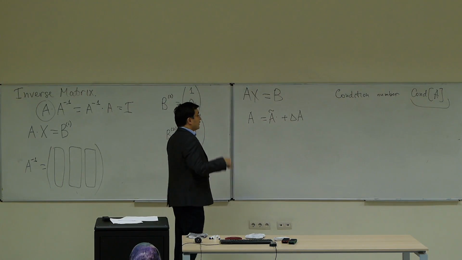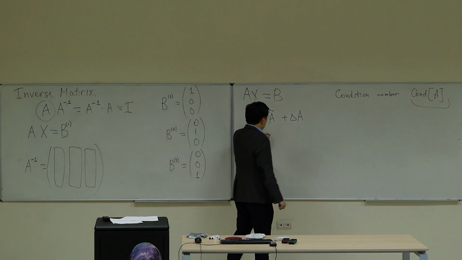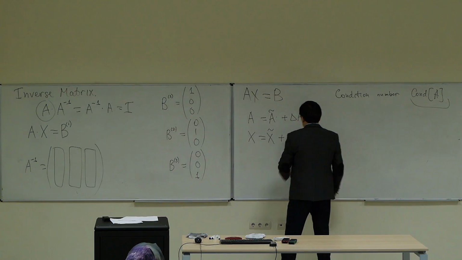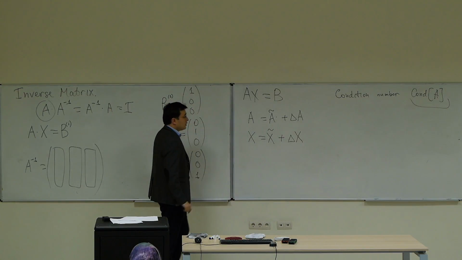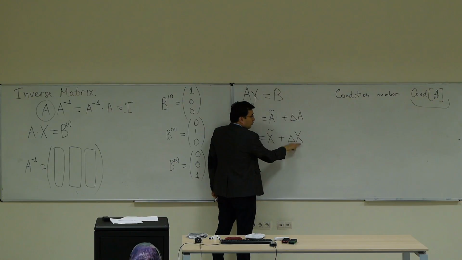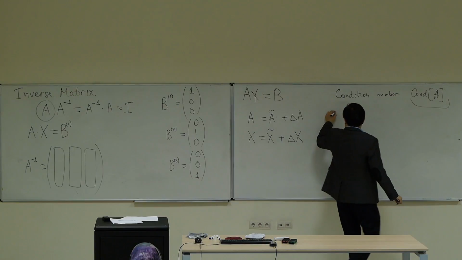So that delta A results in some error in X. Suppose this is the true solution, and suppose this is an approximate solution, plus delta X. Delta X is the error in the solution accordingly. So the condition number allows us to relate error in input, which is error in A, to error in X. It turns out this is how it works.